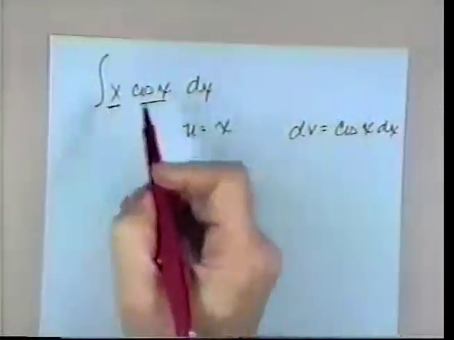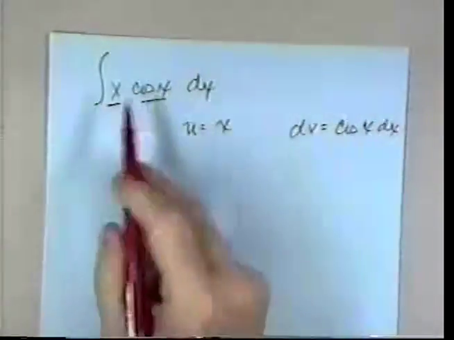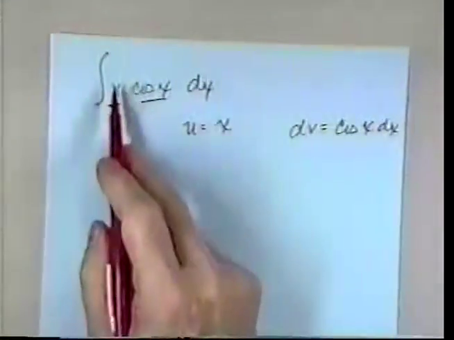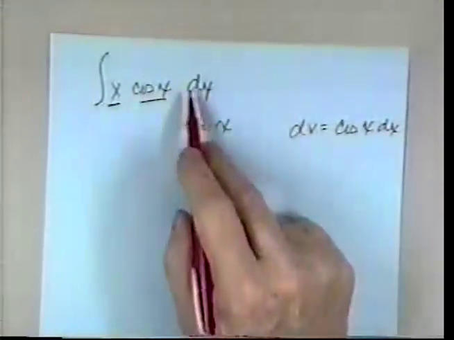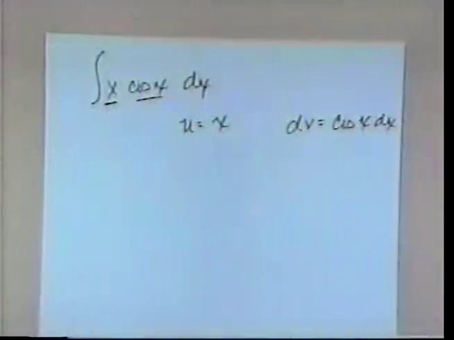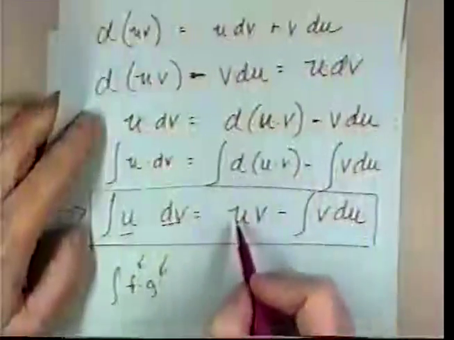So I'm going to let u be the x part of the function, and I'm going to let the dv be the other part of the function, the cosine x dx. Now, if you look back at the formula that I said we needed to keep, I need to find u.